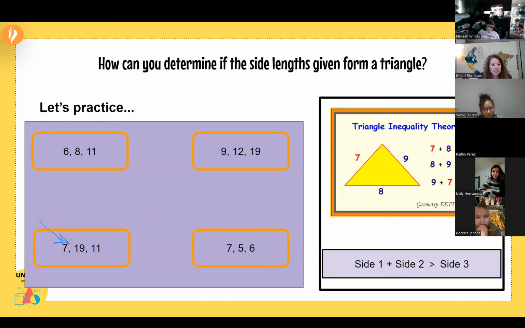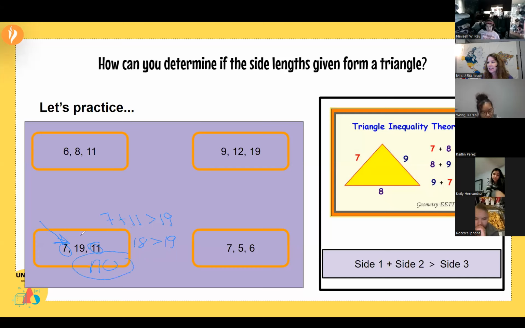So the two smallest sides are 7 and 11. So if you add together 7 plus 11, if the sum of those numbers is greater than 19, then those side lengths will form a triangle. So what's 7 plus 11? 18. Is 18 greater than 19? No. 18 is not greater than 19. So the answer for this one is no.